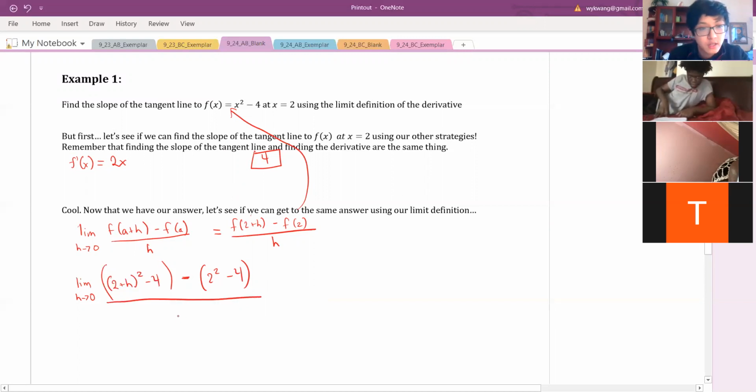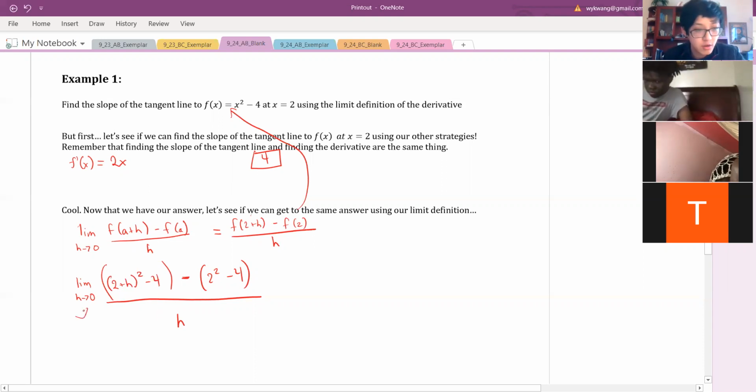And then this is all over h, right? And remember, we're just going to leave the h. The h in the top and the h in the bottom are both there. If you're wondering why, it's because we're told that h is going to 0, so we're kind of told what h is equal to. But the issue is that I can't make h 0 right now, because if I make h 0, then I have a 0 in the denominator. So we're just going to leave it there.